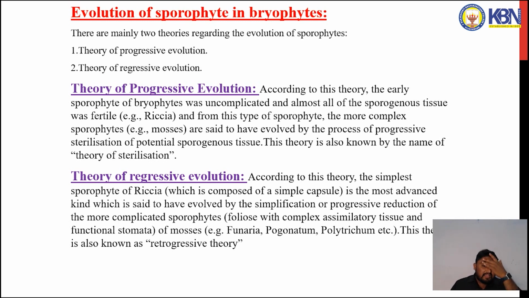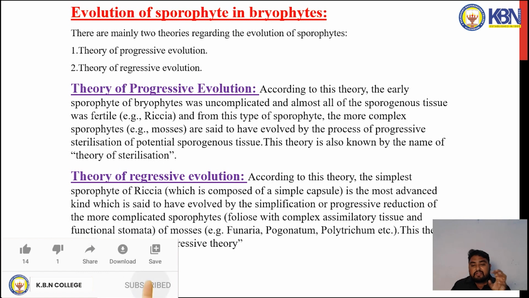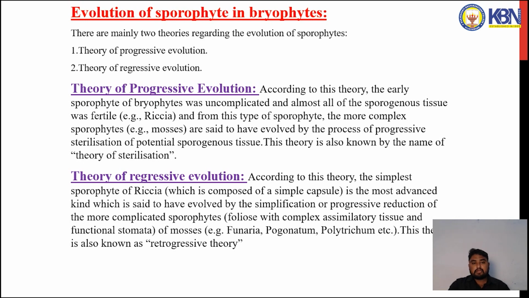Next, the theory of regressive evolution. According to this theory, the simplest sporophyte of Riccia is the most advanced kind, which is said to have evolved by the simplification or progressive reduction of the more complicated sporophytes of the mosses. This is also known as the retrogressive theory.